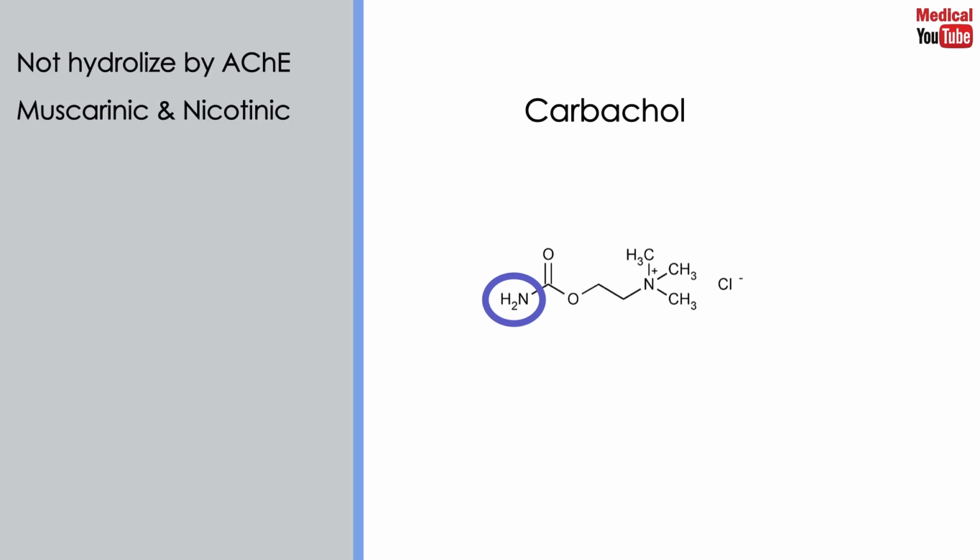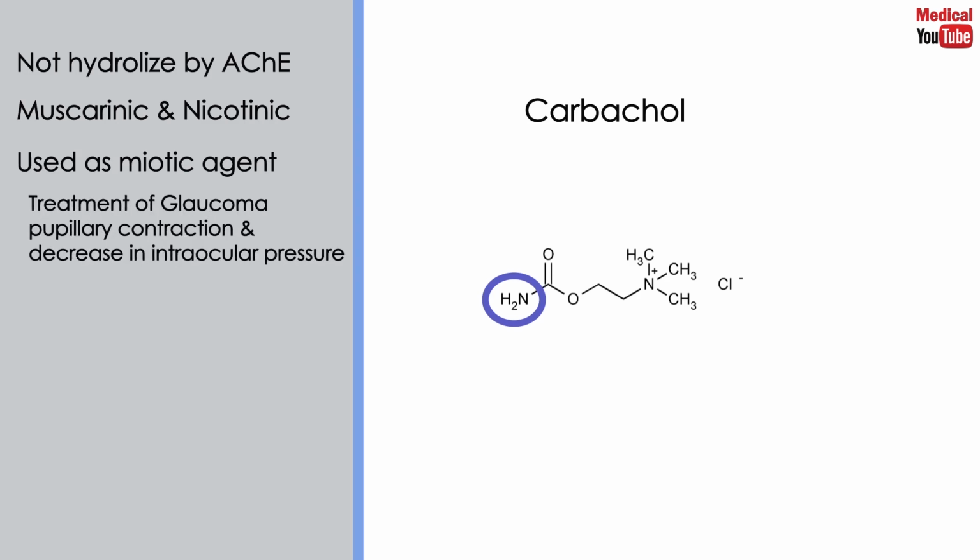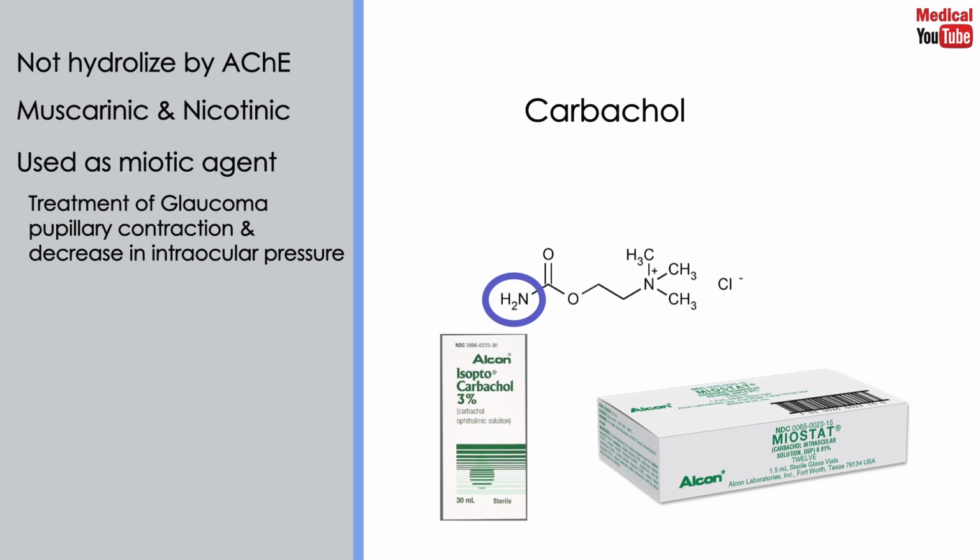Because of its high potency, receptor non-selectivity, and relatively long duration of action, carbachol is rarely used therapeutically, except in the eye as a miotic agent to treat glaucoma by causing pupillary contraction and a decrease in intraocular pressure, and it is available with the brand names Miostat and Isopto Carbachol. At doses used ophthalmologically, little or no side effects occur, due to lack of systemic penetration.